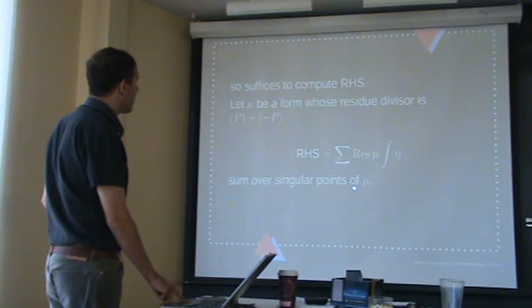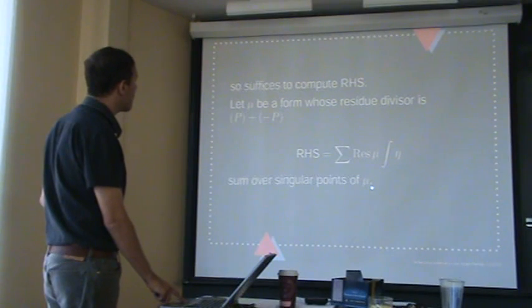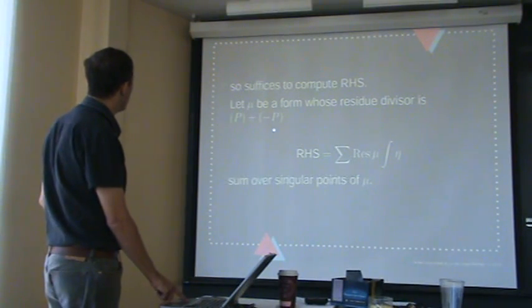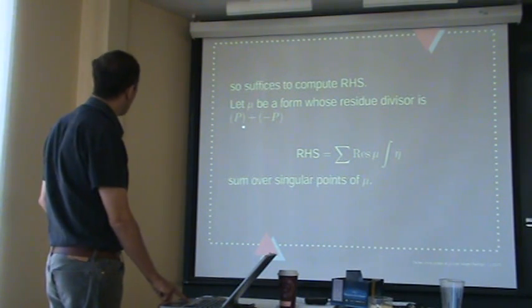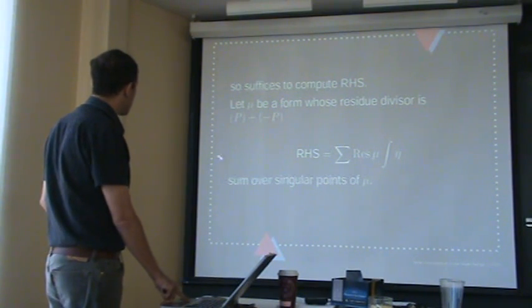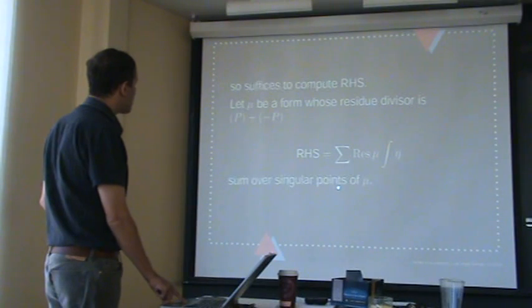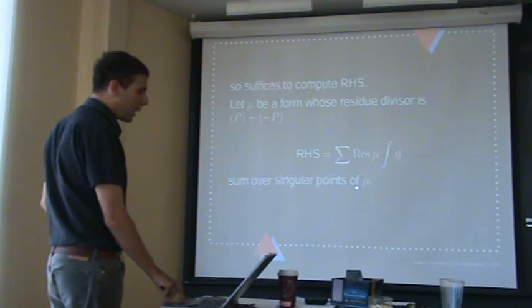Does mu maybe also have a pole at infinity or something, or does it not need it? Well, no, here I'm just looking at the sum over the singular points of mu, which are p and minus p. So I only sum over the singular points of mu at that point.